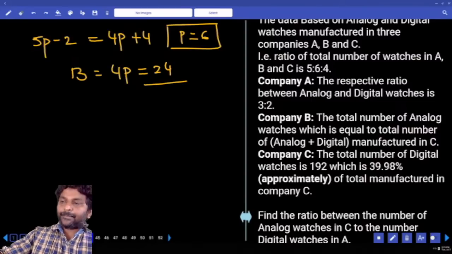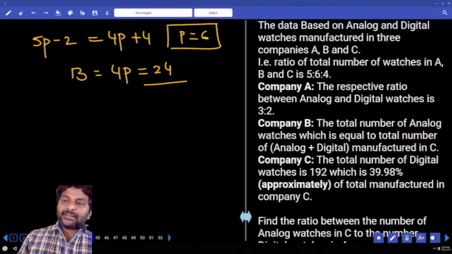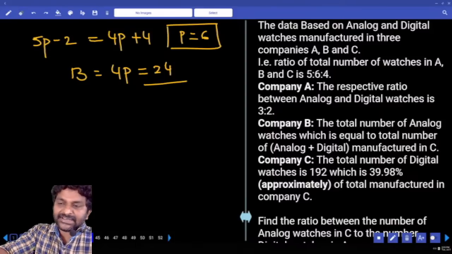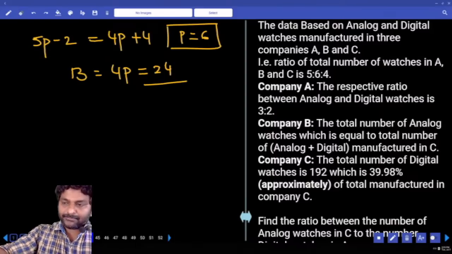The data is based on analog and digital watches manufactured in 3 companies A, B, C. The ratio of total watches in A, B, C is 5:6:4. This is just a ratio.